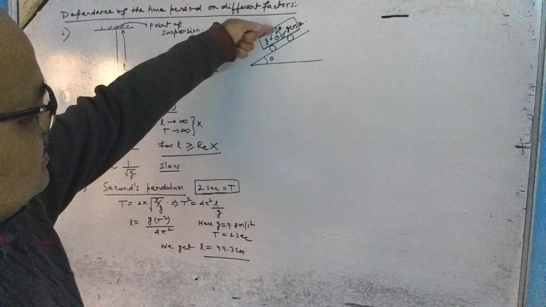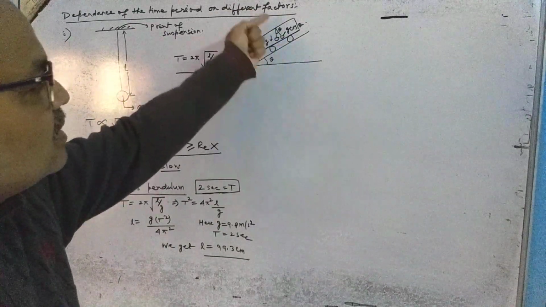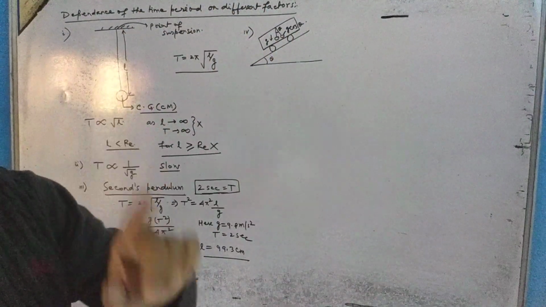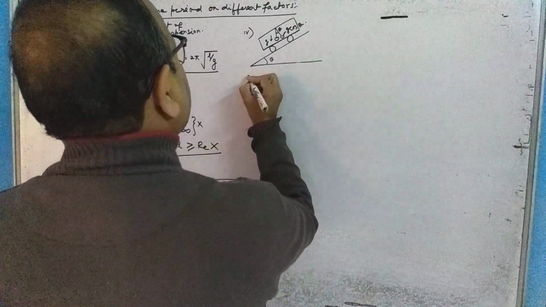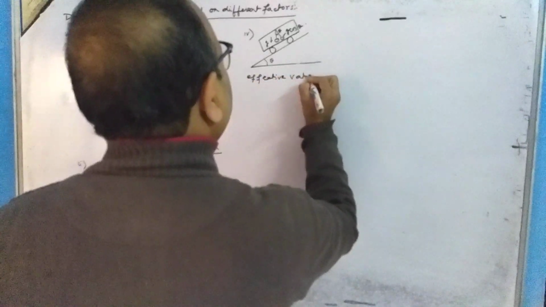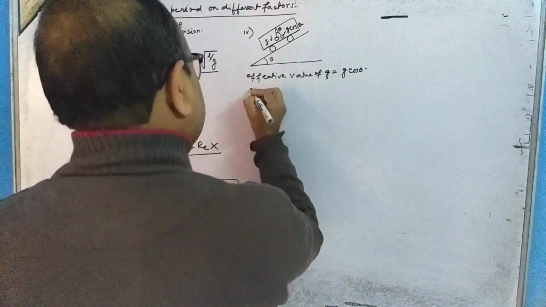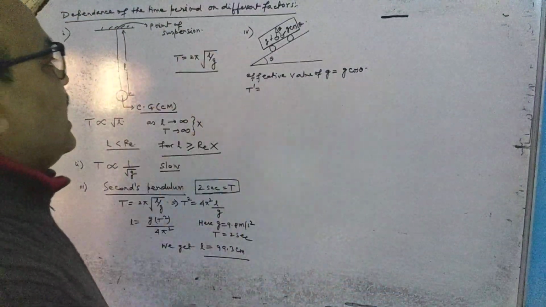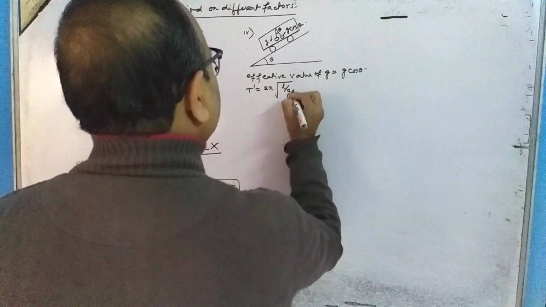The pendulum is suspended in this way, but with respect to the ceiling, vertically, g cos theta will be the effective value of g. Effective value of g is g cos theta. In that case the time period T dash will definitely change, and it will be 2 pi root L by g cos theta.